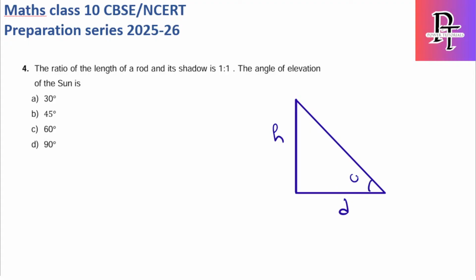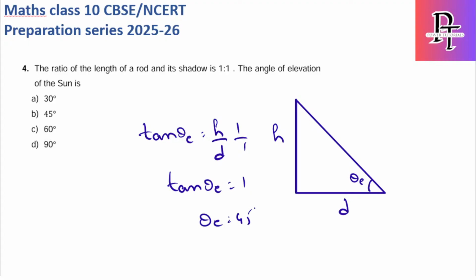They're asking theta e. So again, tan theta e is equal to h by d. H by d they have provided 1:1. So tan theta e is equal to 1. So what is theta e now? Theta e is 45 degrees. Here's the key: whenever the height and base are equal, then theta e, the angle of elevation, is nothing but 45 degrees.